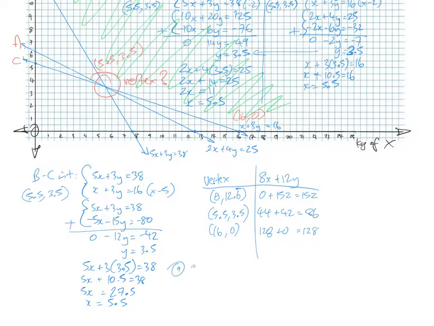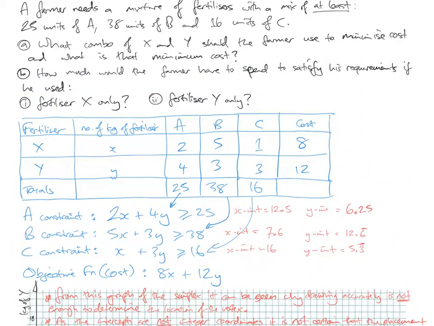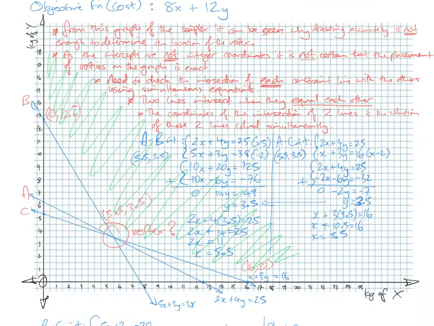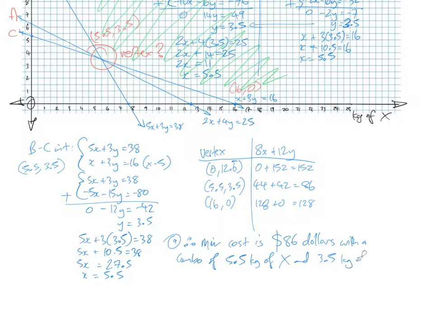So A, therefore, and let's just double check what the question says. What combo of X and Y should the farmer use to minimize cost? What's that minimum cost? Therefore, min cost is $86, with a combo of 5.5 kilograms of X and 3.5 kilograms of Y.